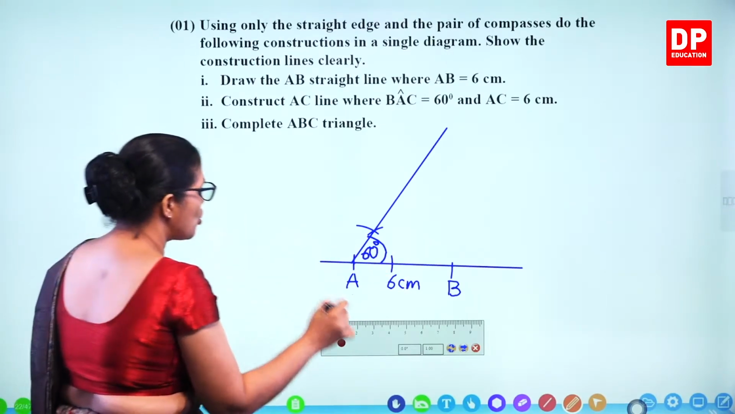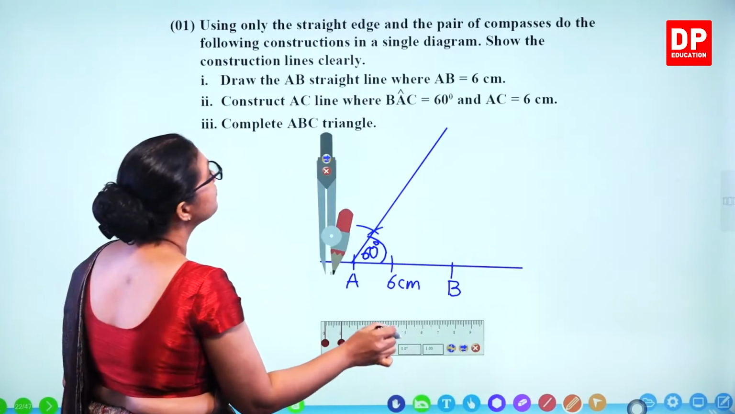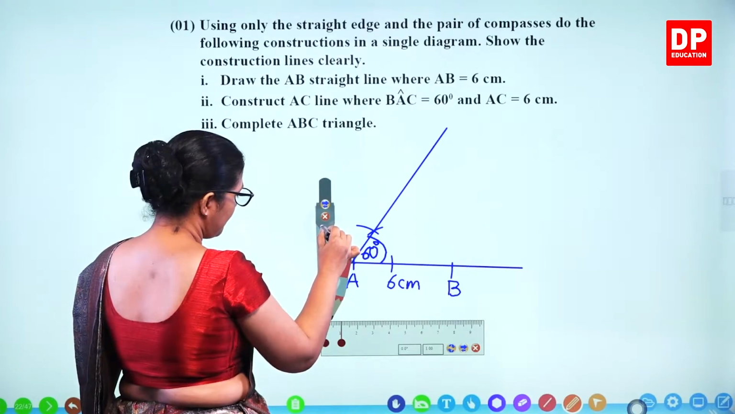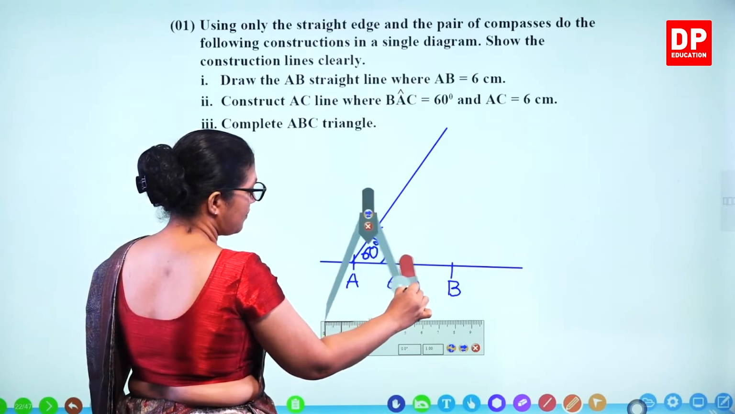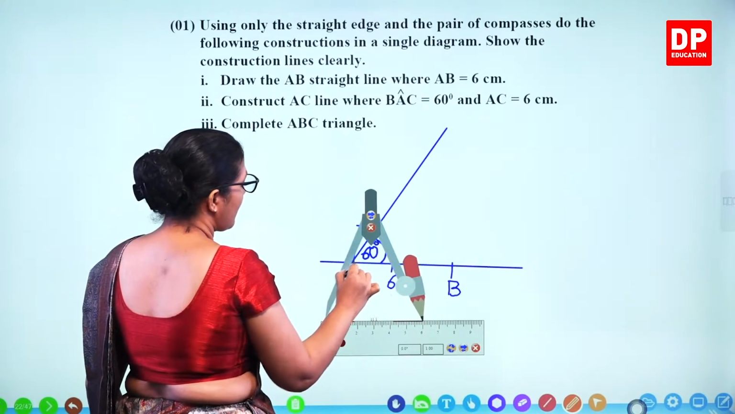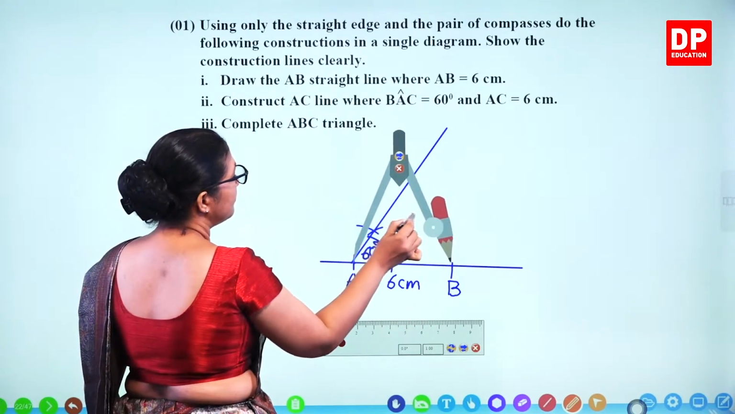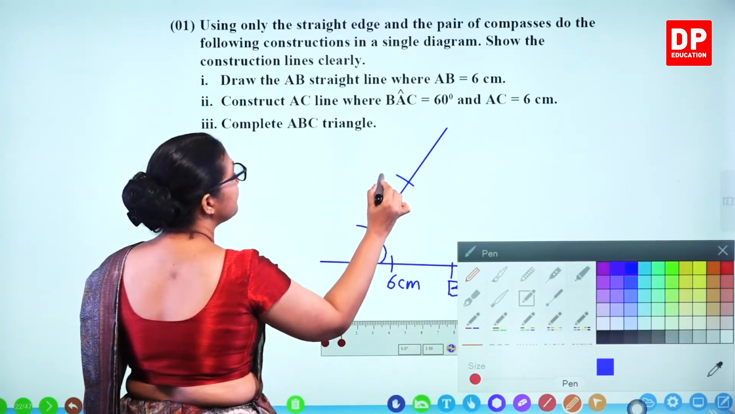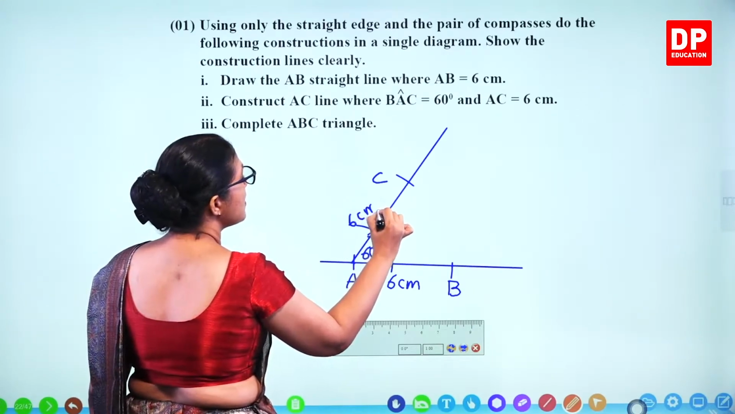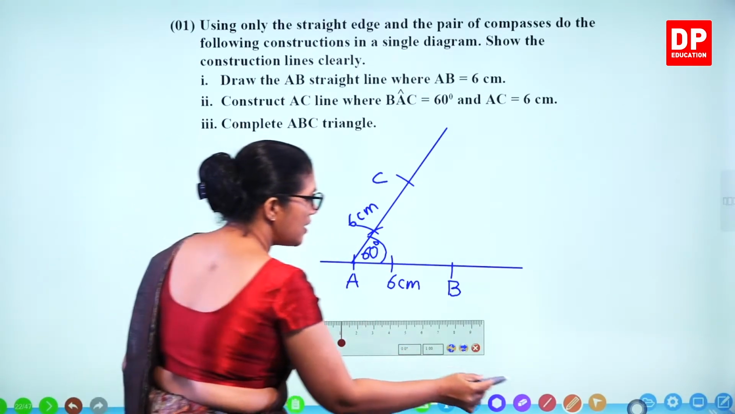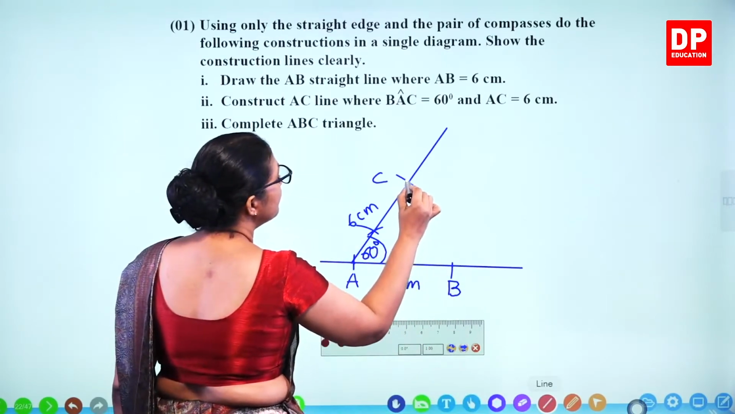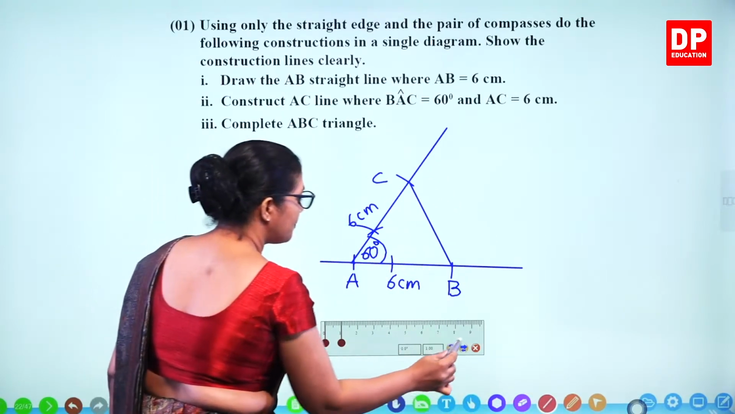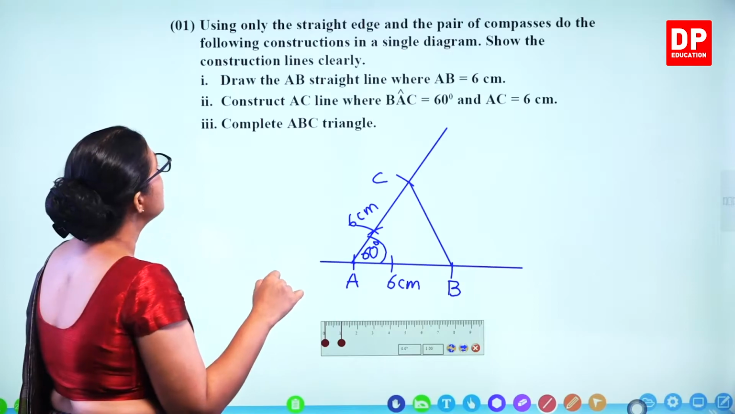and now we have to measure 6 centimeter length. AC also 6 centimeters. So AC 6 centimeters. So this is the length. It's also 6 centimeters. Complete the ABC triangle. So this is the ABC triangle.